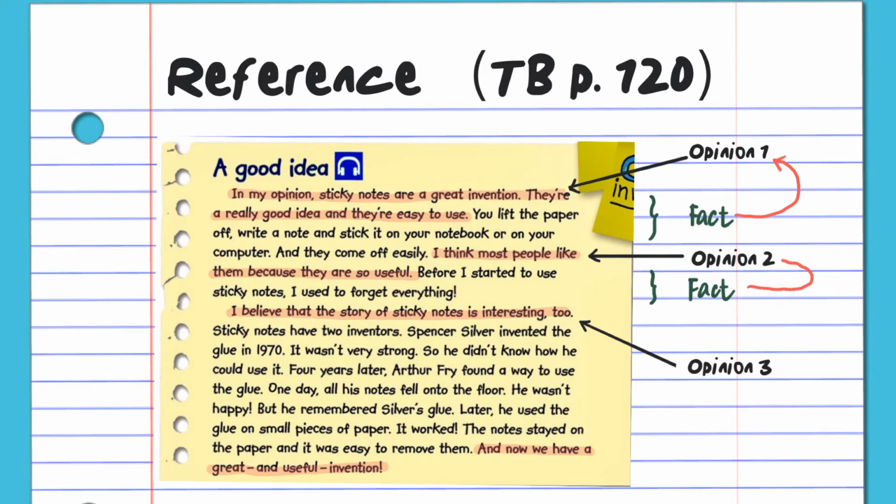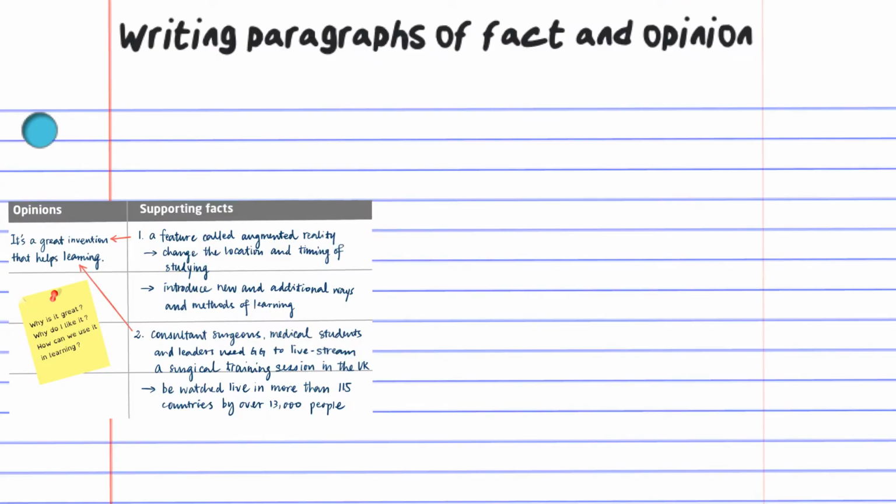Then he opened a new paragraph for the last opinion and just followed it by supporting facts. At the end of this paragraph, he restated the opinion in the conclusion statement so that the reader can remember his opinion after reading the whole piece of writing. Now it's time to write.